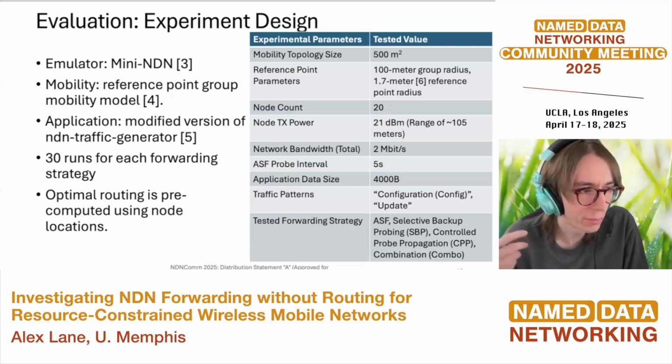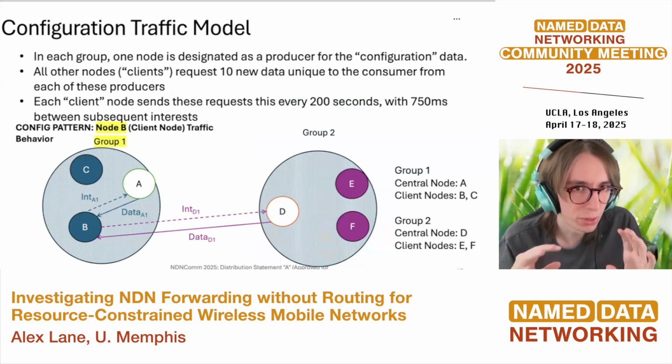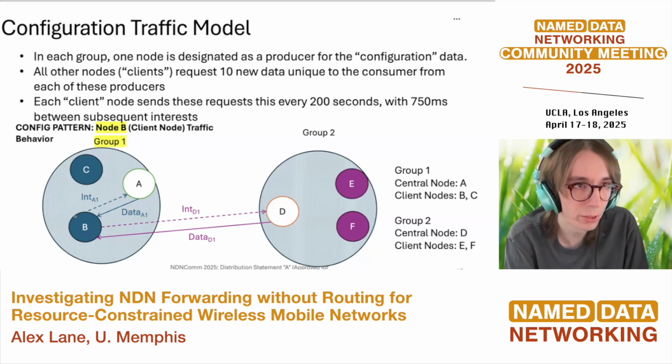This leads to a traffic model which has 2 different kinds of traffic patterns. First, configuration traffic, which is essentially from the client interests to these group centers. This is meant to roughly represent requesting a larger file. Each client sends 10 interests every 200 seconds or so to each of the group centers to request 10 data back of equal size, with some spacing there. You can see a diagram of how this will flow, though obviously it's 1 interest; we don't want to draw all 10.